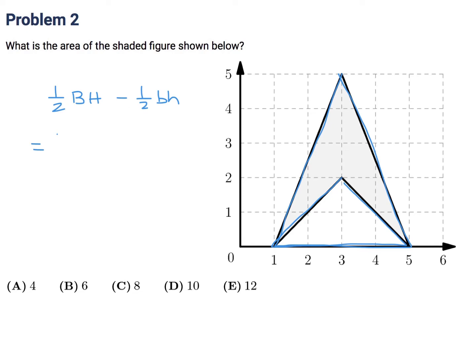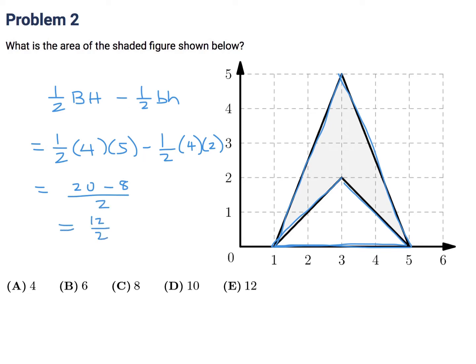So for the first one, the base looks like it's 4 and the height is 5. For the smaller one, the base is again 4, but the height of the smaller one is only 2. So that looks like (20 minus 8) over 2, which is 12 over 2, which is equal to 6. So that makes this choice B.